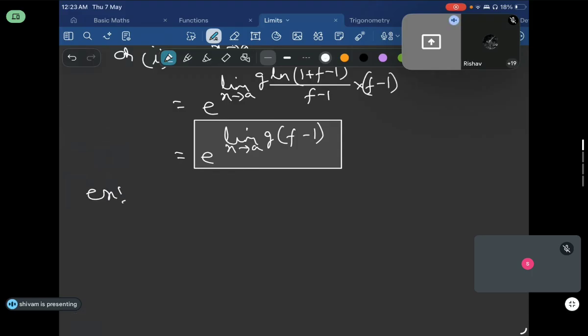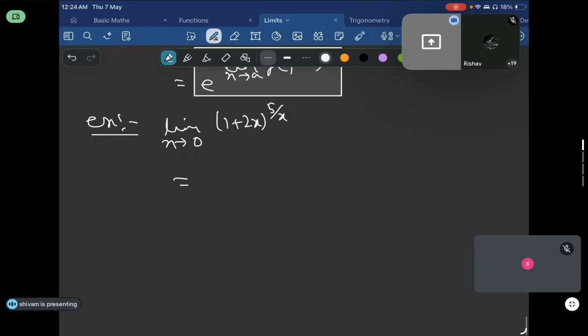For example, you see, everyone. Limit x tends to 0, 1 plus 2x whole to the power 5 by x. You can directly write down the limit as e to the power limit x tends to 0, 5 by x into 1 plus 2x minus 1. 1 will get cancelled, x will get cancelled. Answer is e to the power 10. Tell me, are you people getting, yes or no? How you can solve the questions quickly using this result?